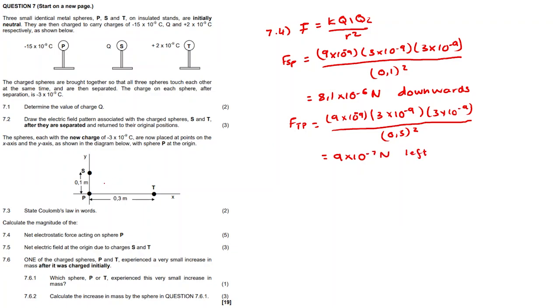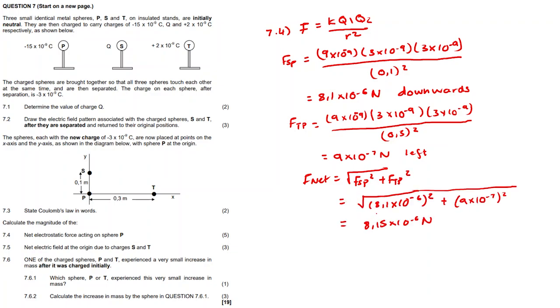Since we want to calculate the net force, and this is essentially a triangle, we can use Pythagoras and say that F net is equal to the square root of force FSP squared plus the force FTP squared. And when we sub in our values and plug into the calculator, we should get 8.15 times 10 to the power negative 6 newtons.